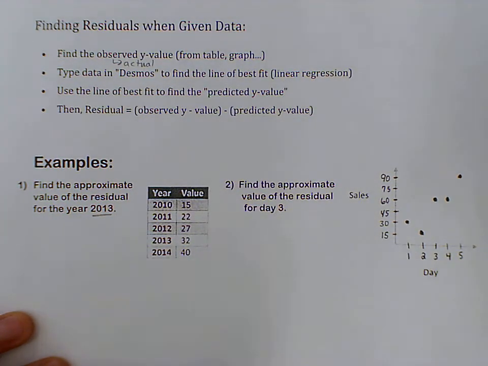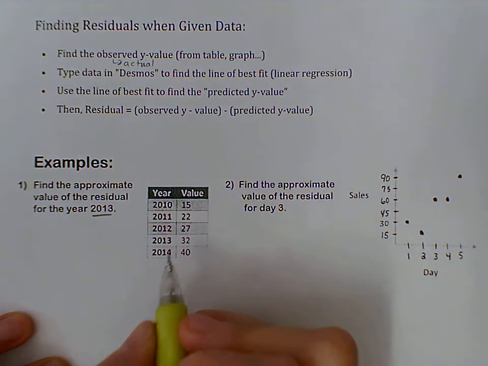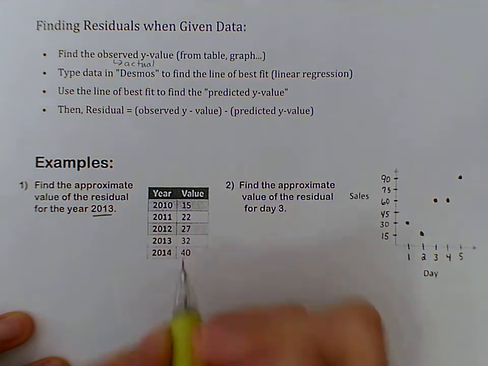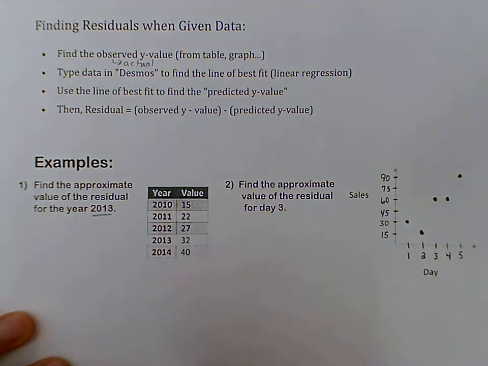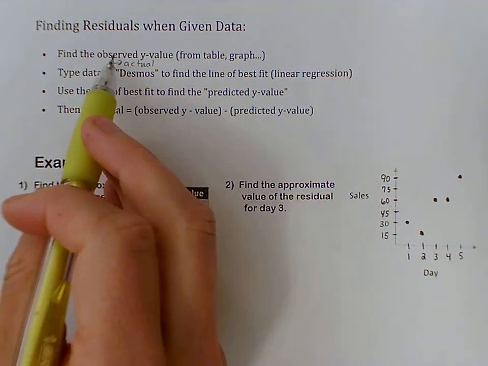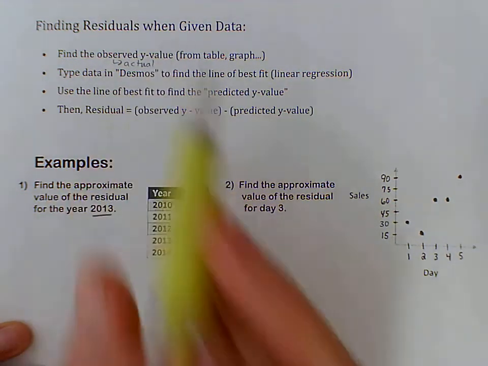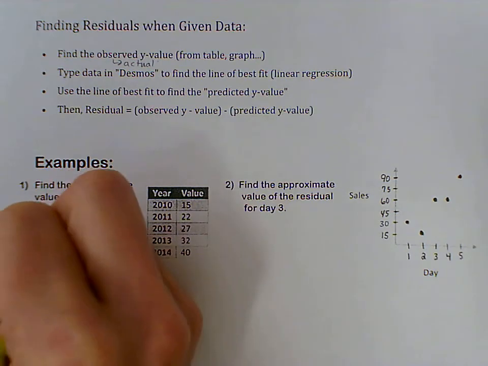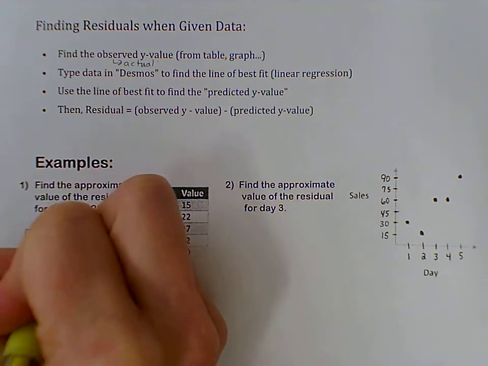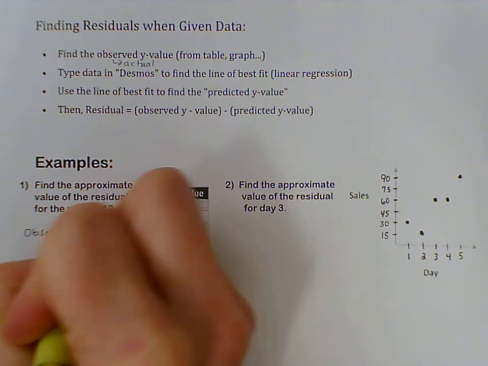Now, they're not giving us a whole lot of information about what these numbers actually mean. It could be dollars. It could be a value in some other way. But all we know is the value in 2013 was 32. So we'll act like it's dollars, okay? So the value was $32 in the year 2013. That is my observed Y value, okay? So I'm just going to write that down. So the observed Y value was 32, okay?